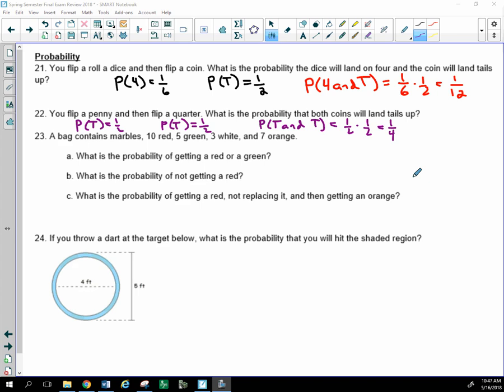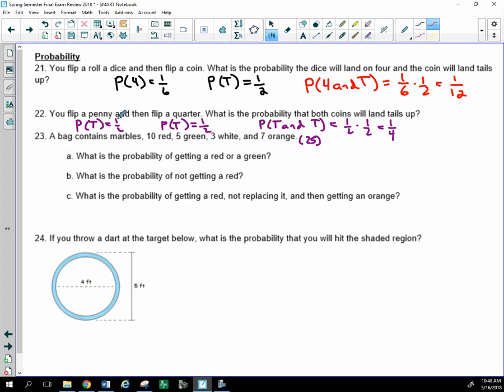So the next one, we're starting to talk about marbles, and so we have all of these marbles. We have 10 red, 5 green, 3 white, and 7 orange. So if I was to total those up in the marble bag, there are a total of 25 of them. And so now we're talking about the probability of getting a red or a green.